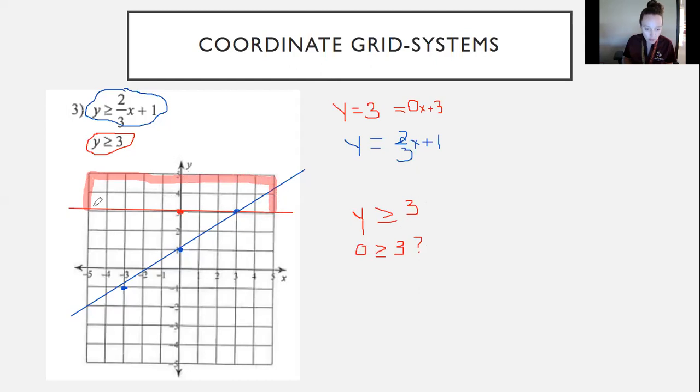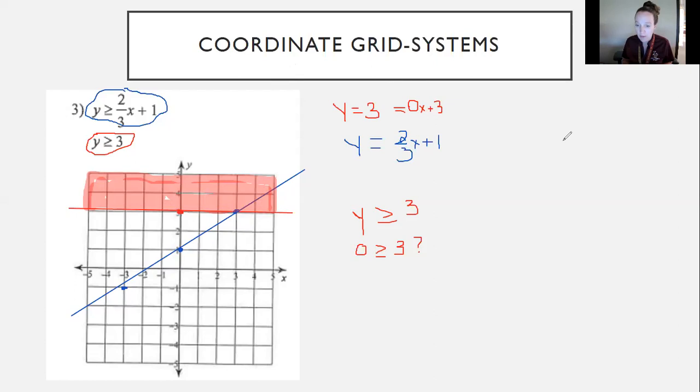Okay, don't focus on the blue, just focus on the red. Everything I shade here is a solution. I have to shade away from 0, 0 because 0, 0 did not work. It's not a solution. Everything above this red line, pick one, try it. It's a solution. Okay, let's go to the next one.